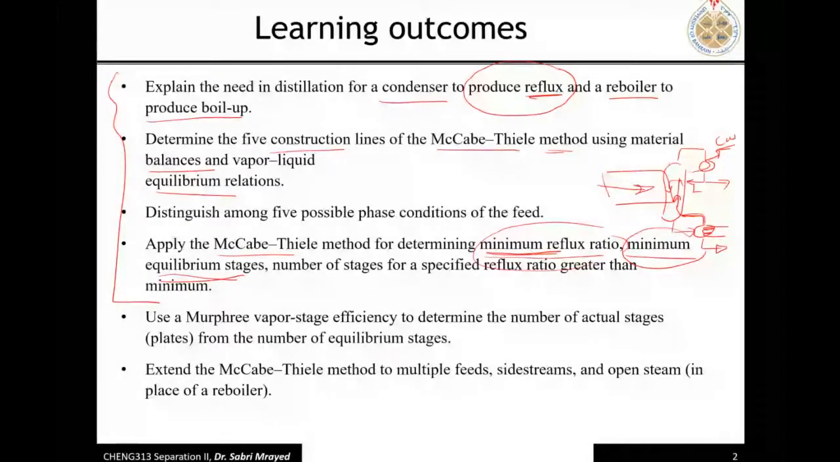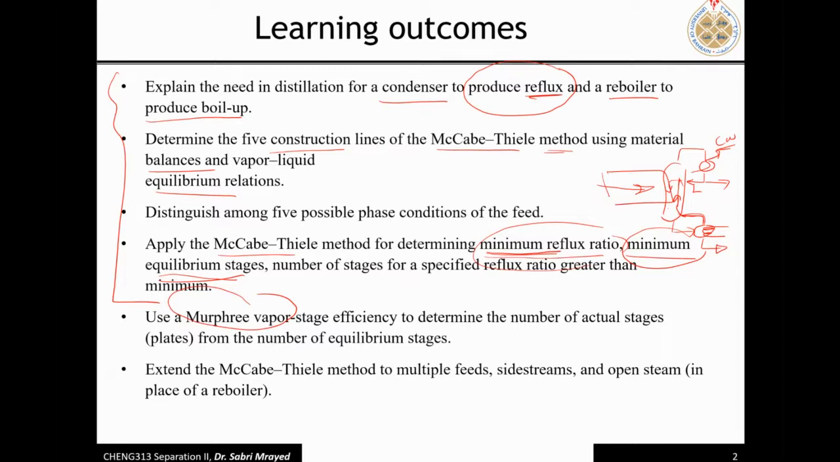The boiler, yes, is considered to be an equilibrium stage because the conditions of the boiler meet the requirement for the vapor coming out of the boiler and the liquid leaving the boiler to be at equilibrium. But for the stages, it is not. We will see how we can account for this deviation from equilibrium using the Murphy vapor stage efficiency, called Murphy efficiency, and how the number of stages that we want to calculate will be different.